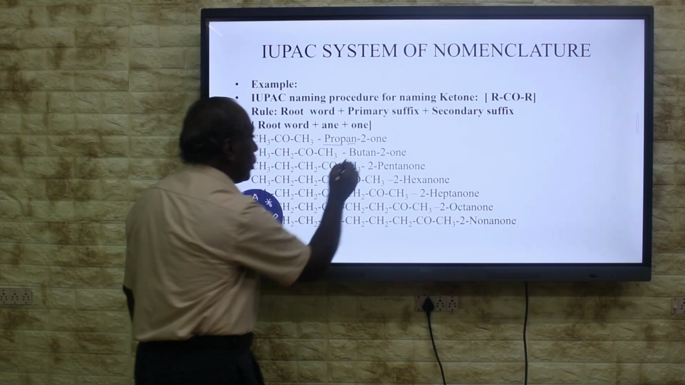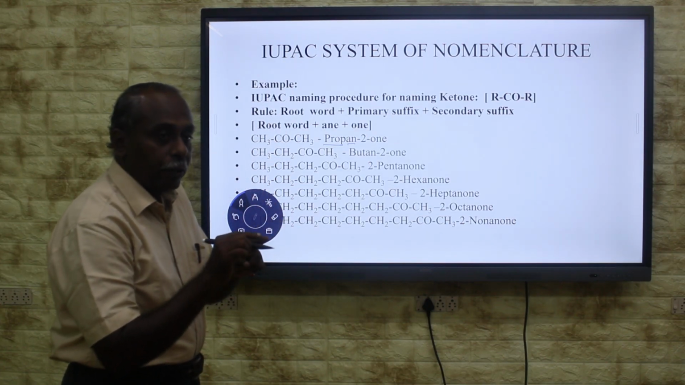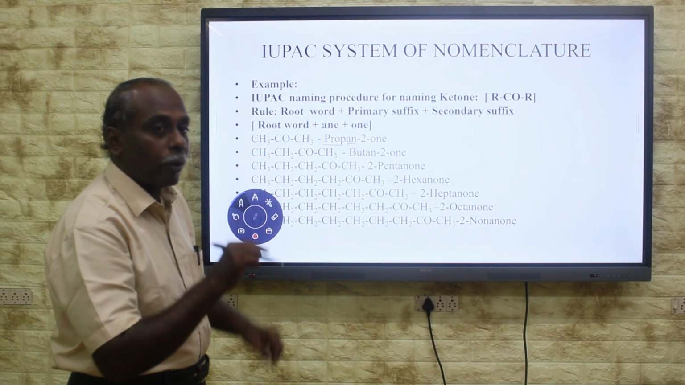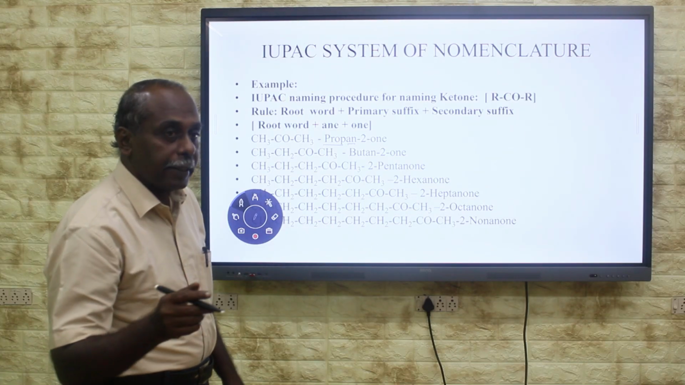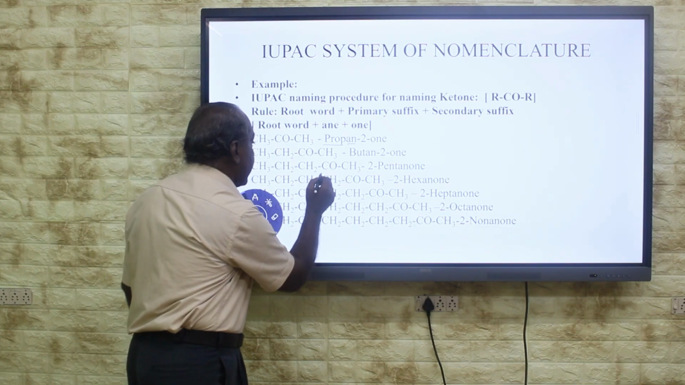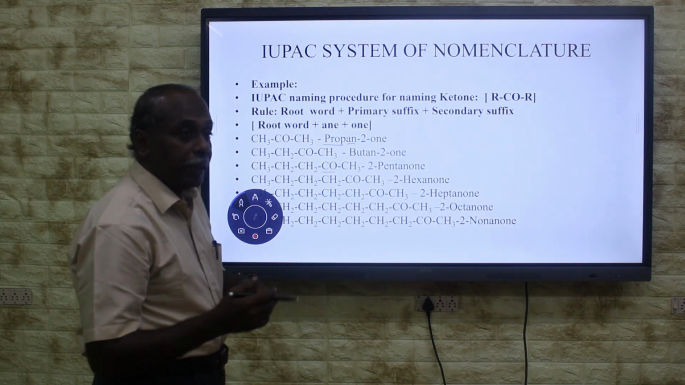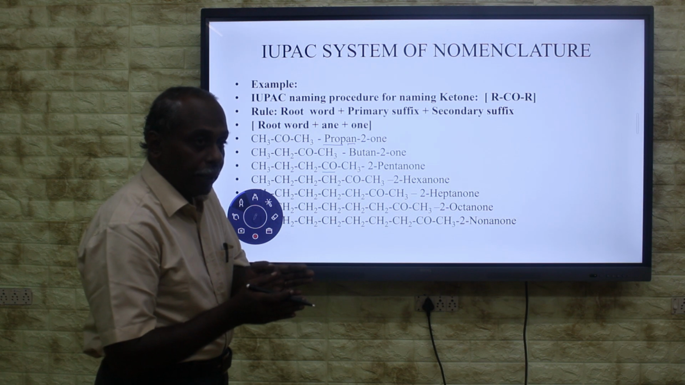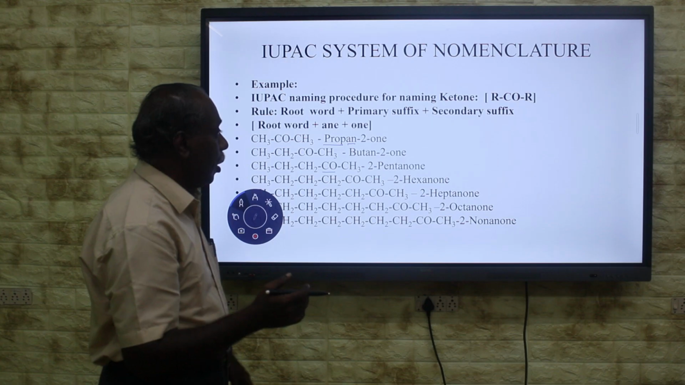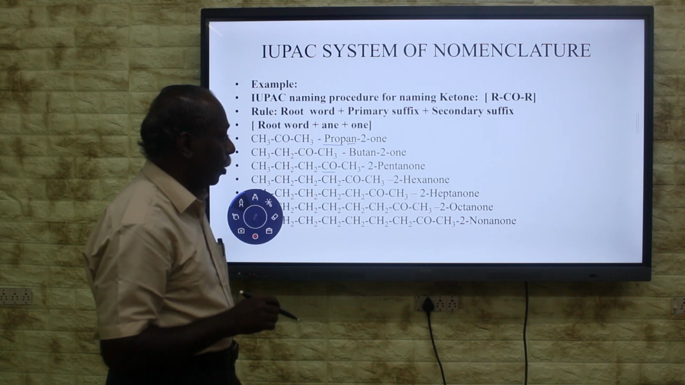The position of the functional group should be indicated. After the AN you put a hyphen, then you put the position number, then a second hyphen, then you add the secondary suffix. In that manner you write. In the next member also the ketone is in the second carbon. Therefore the position of the ketone should be mentioned, either before the name or along with the ONE.